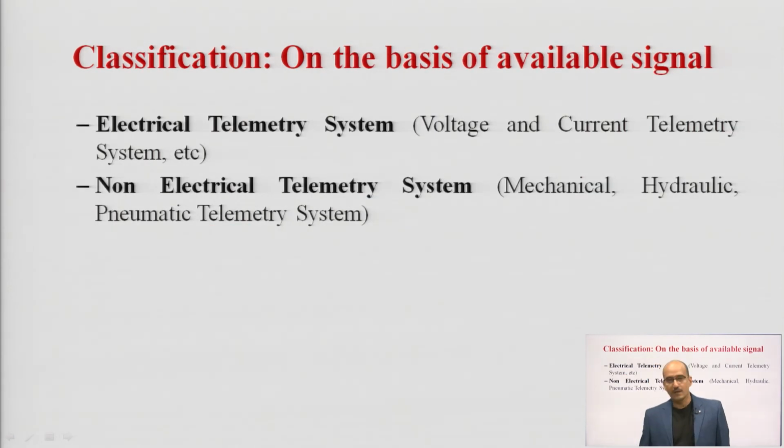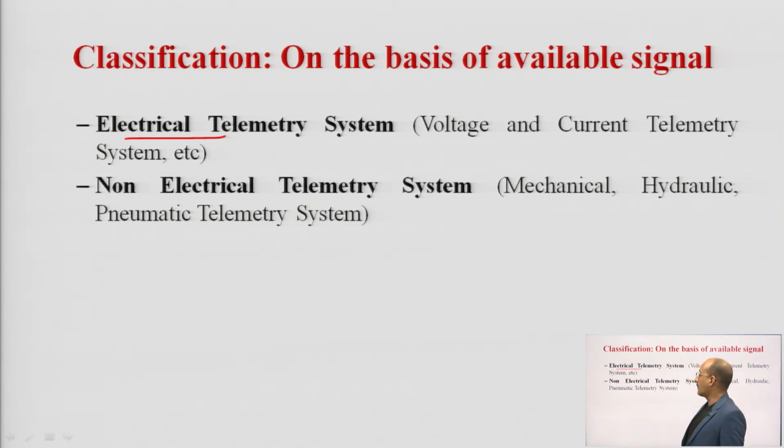Now, classification of the telemetry system as per the available signal, meaning which kind of signal is used in telemetry. If we are using an electrical signal, that may be analog or digital, but an electrical signal, it means that is an electrical telemetry system.